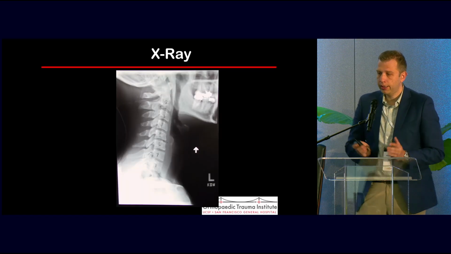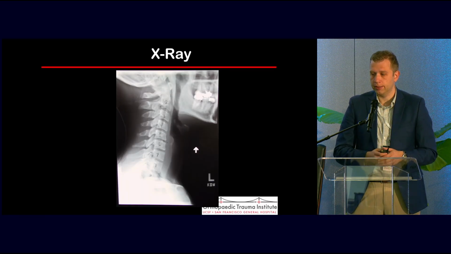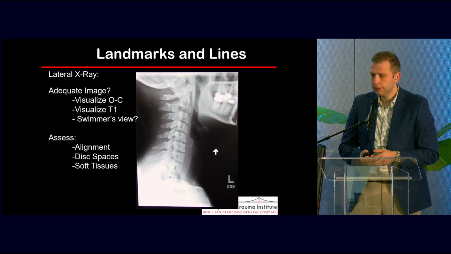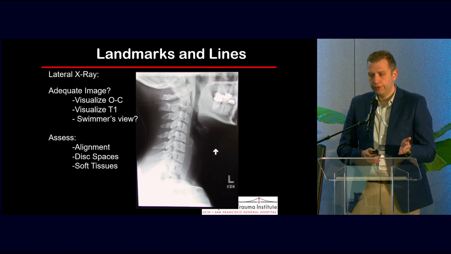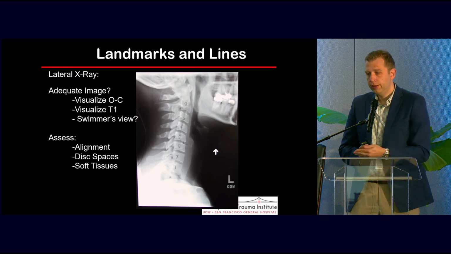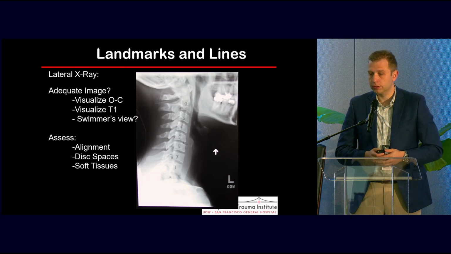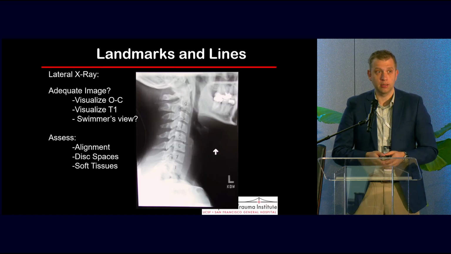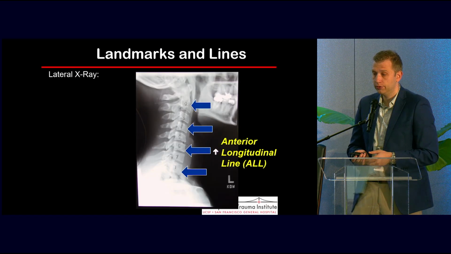And so here we have a straight lateral X-ray, which should include down to the top of T1 at the very least. And so you want to visualize the occipital cervical joint. If you can't visualize T1, you may ask for a swimmer's view, and you really want to assess the alignment, the disc spaces, and the soft tissues.